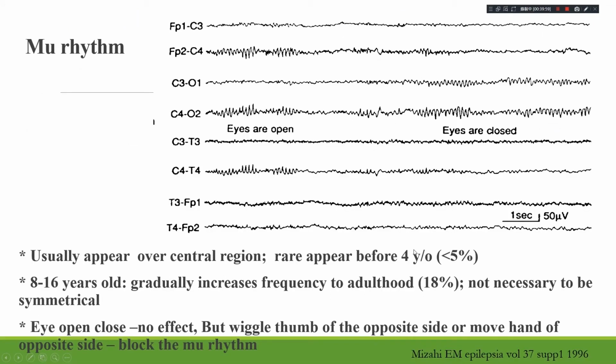The mu rhythm also appears in children around 8 to 16 years old, and gradually increases in frequency into adulthood. It is not necessarily symmetrical. When we see the right central area has mu rhythm, we can usually ask the patient to wiggle their contralateral thumb or hand, which will block the mu rhythm.